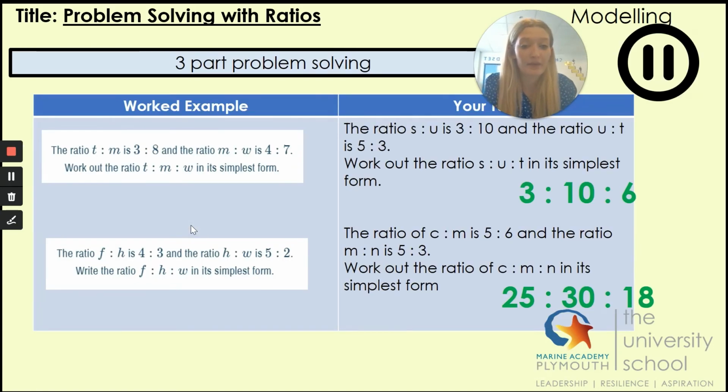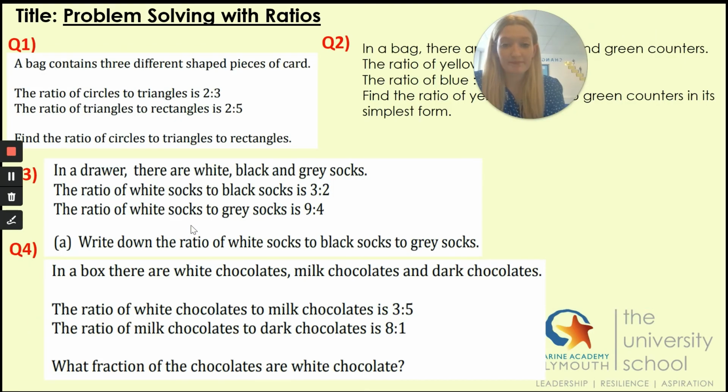Oh, here we go. 3, 10, and 6. 3 to 10 to 6, and 25 to 30 to 18. And I just want to say, these are getting really tricky now. I'm really impressed with the work and the resilience that you've shown so far in this lesson. Well done. We're going to move on now to some extended practice of this.